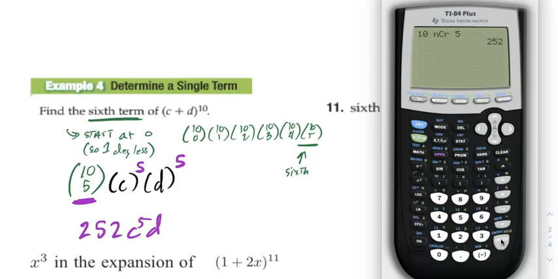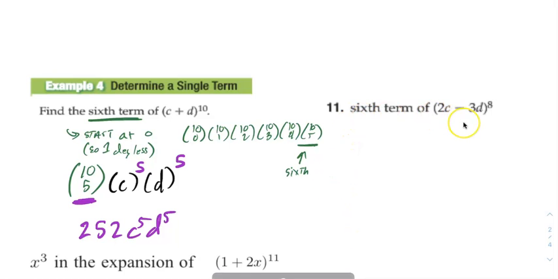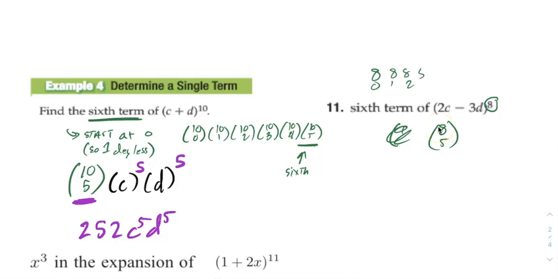C5, D5. There we go. Let's do another one. They want the sixth term of this. So now we know the sixth term is going to be one less. So this is going to be, I guess not 10 because we're doing 8 here. 8, 5. That'll be the sixth term, right? Because we do A0, A1, all the way to A5. That's the sixth term. So we can do the whole thing all over again.